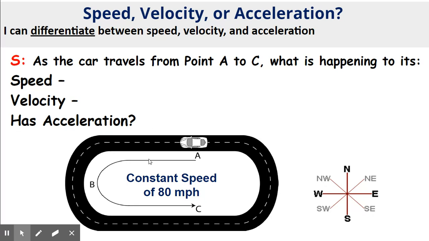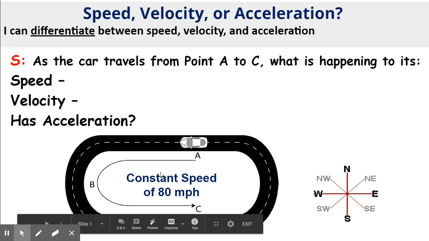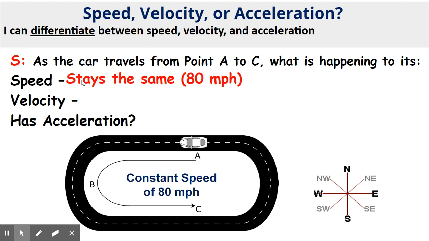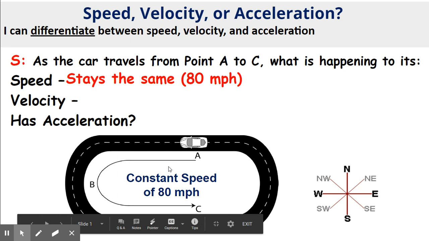So if you look inside the track, it's telling you that the car has a constant speed of 80 miles per hour. So since the speed is constant, we are not changing the speed. So what's happening to the speed of the car? It stays the same, 80 miles per hour. What's happening to the car's velocity as it goes from A to B to C?